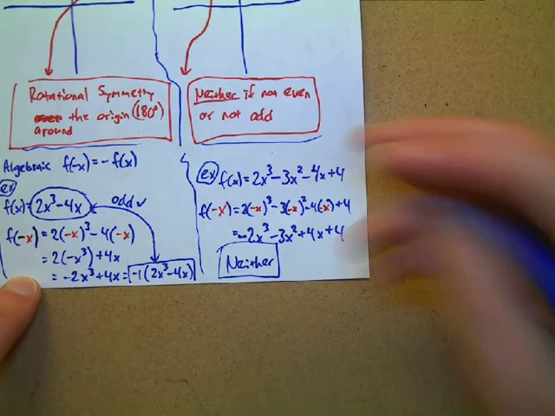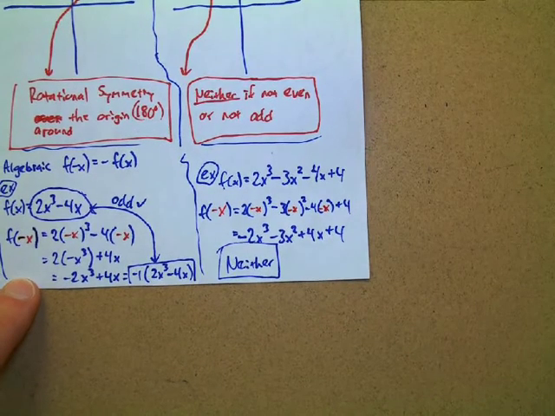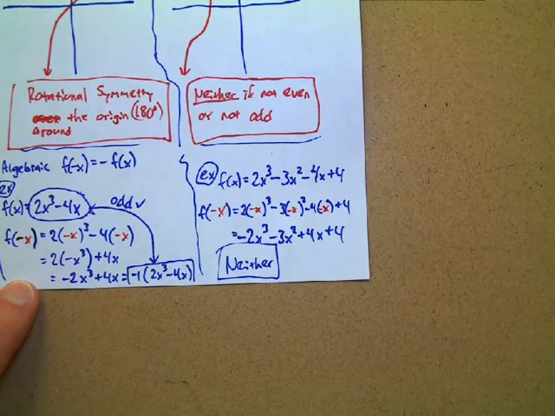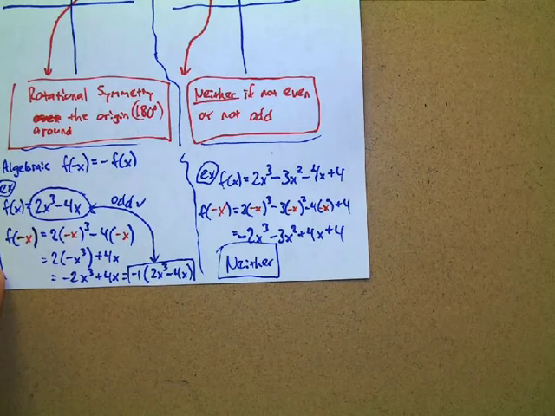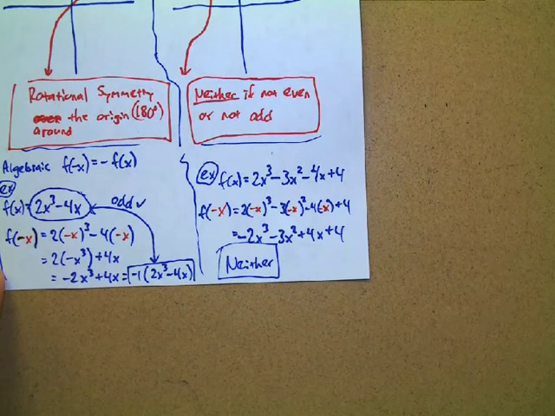It's neither even nor odd. And if you graph it, you'll see it doesn't have the symmetry that we're looking for. Okay. Questions on any of that? I have a question.